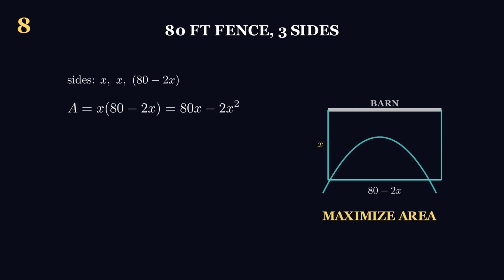That's a down parabola, so the max sits at the vertex. x equals negative b over 2a. Negative 80 over 2 times negative 2, 20. The long side, 80 minus 40, 40. Max area, 20 times 40, 800 square feet.